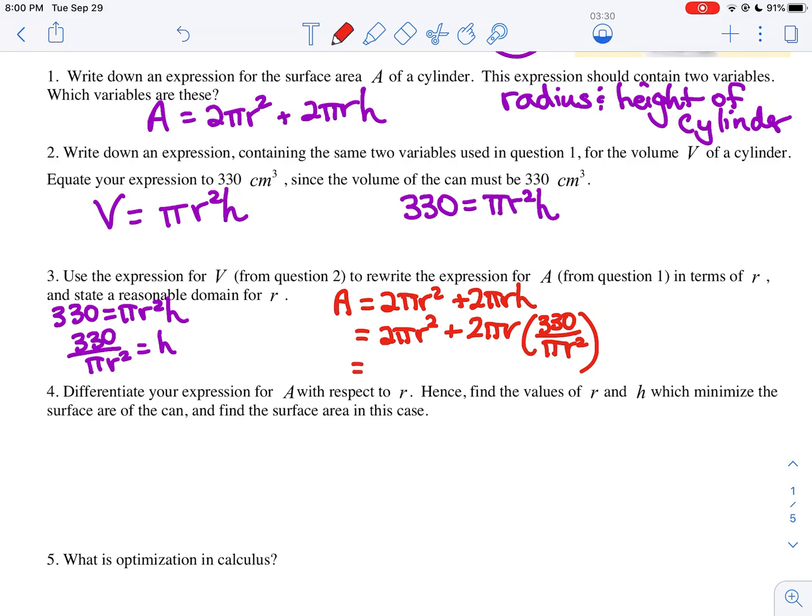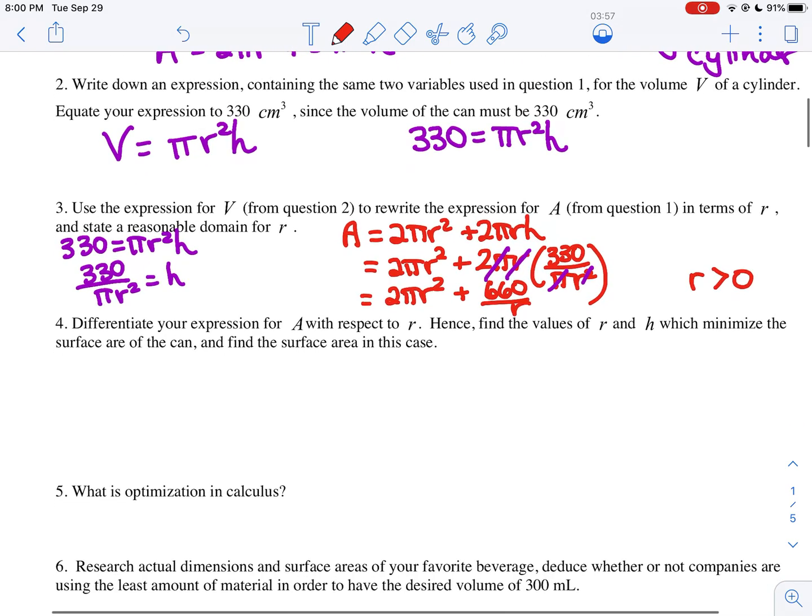So let's see if we can't tidy this up just a little bit. The pi's are going to cancel, and one of my r's will cancel, and I can multiply out the 2 times 330, so wouldn't that be 660 over r? Now, something I need to say is r can't be negative because it doesn't make any sense for a cylinder to have a radius that's negative, but also it doesn't make any sense for it to be equal to 0.